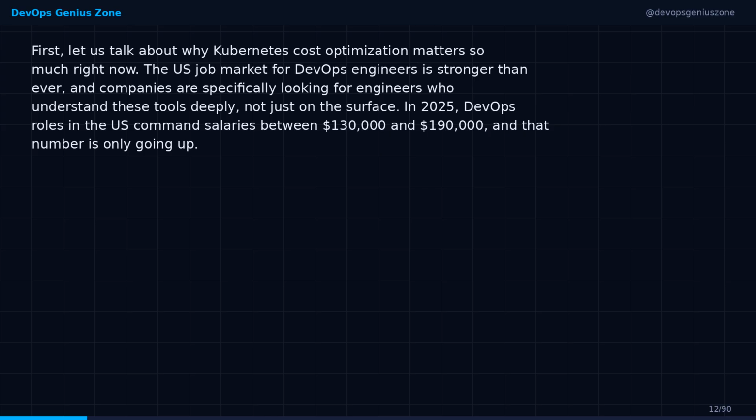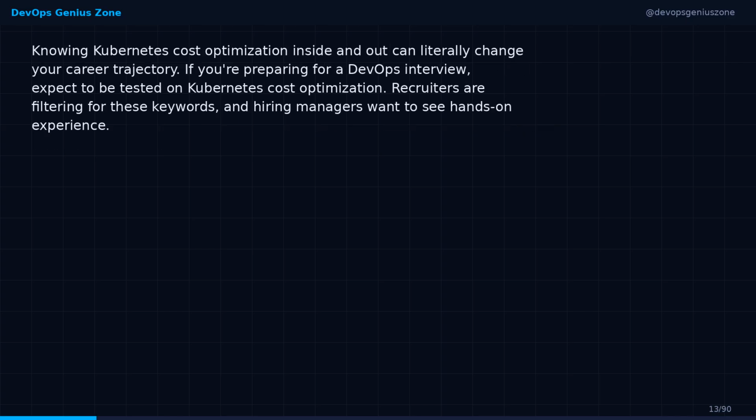If you're preparing for a DevOps interview, expect to be tested on Kubernetes cost optimization. Recruiters are filtering for these keywords, and hiring managers want to see hands-on experience. I've heard from candidates who landed offers simply because they could discuss Kubernetes cost optimization in depth during a technical round. It's not just about passing an interview, either.